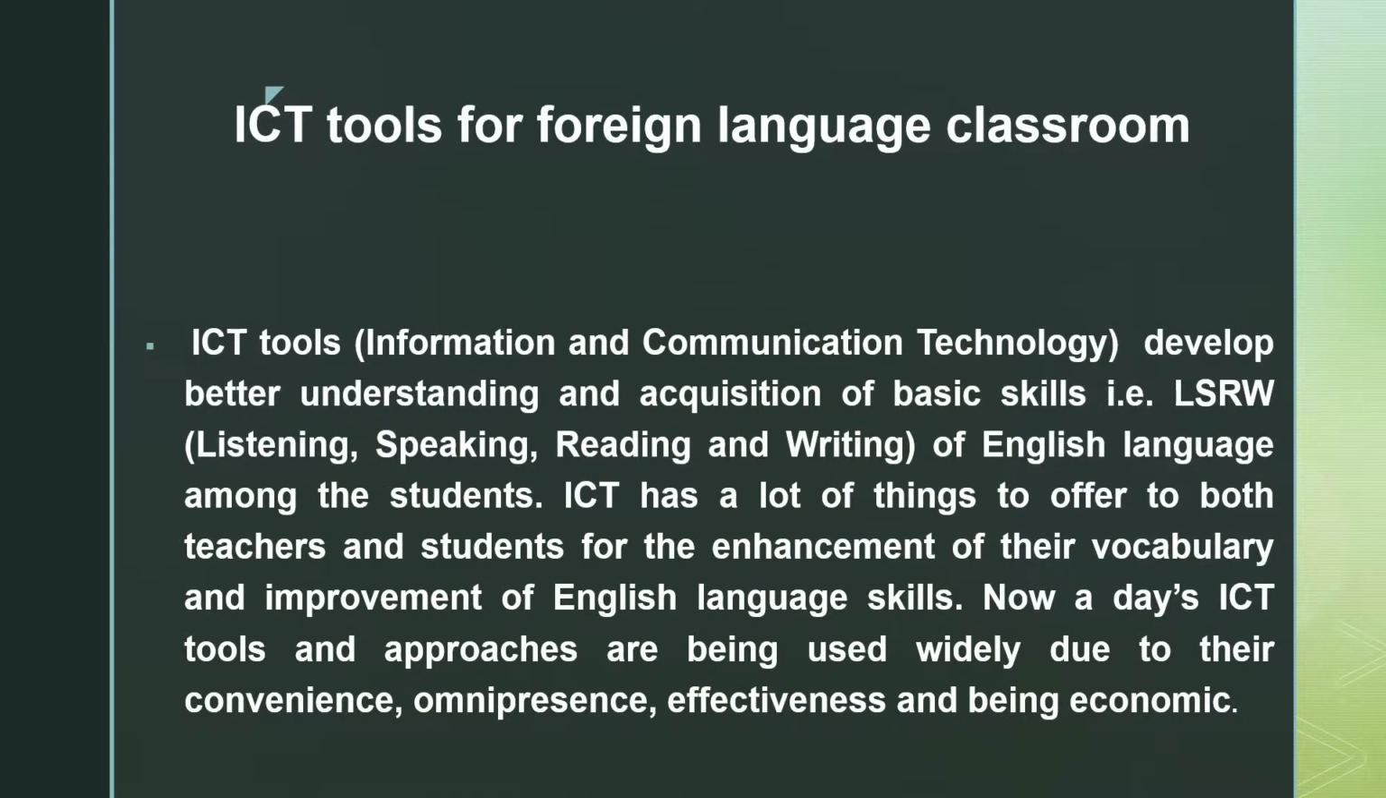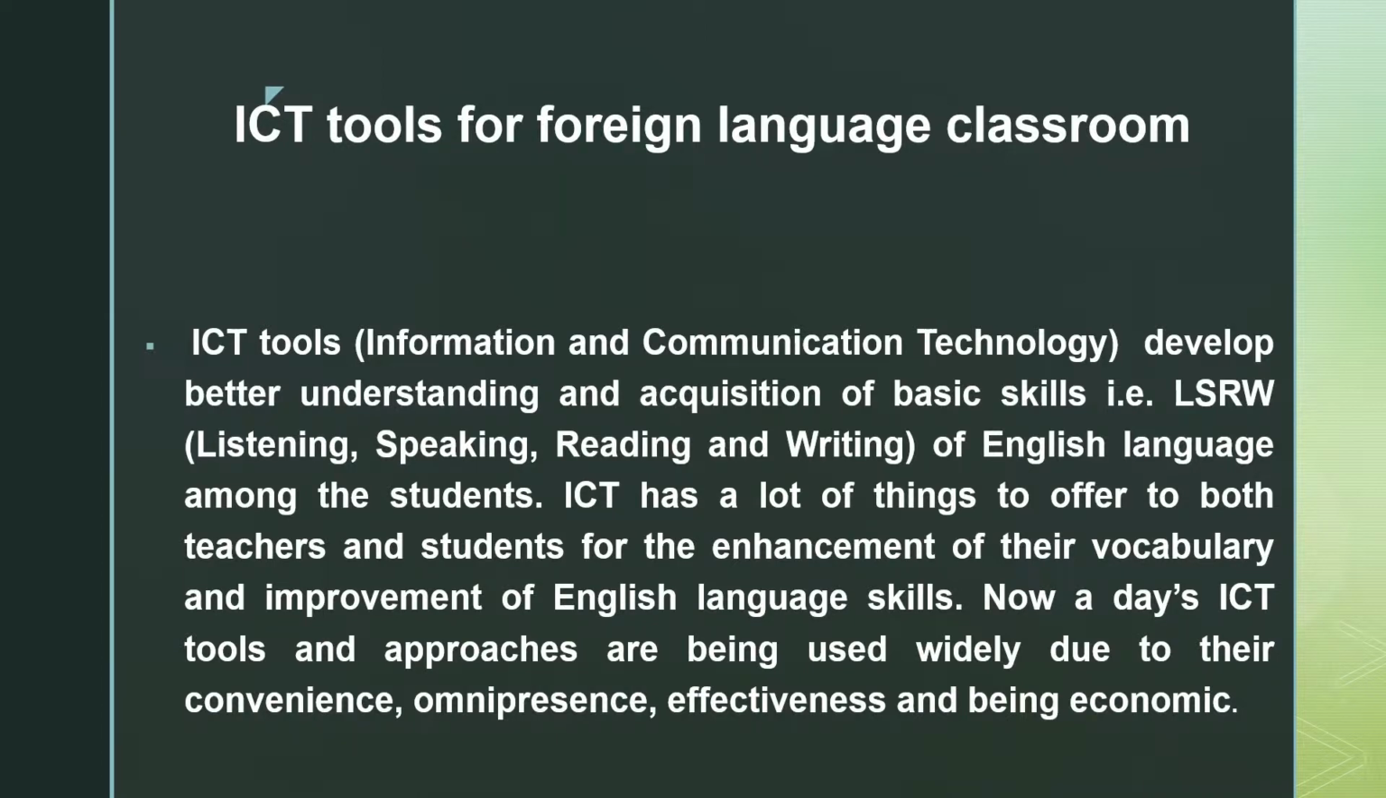Starting from the first point, ICT tools and their use in the classroom. What are the benefits that we can gain through the use of ICT tools in the classroom? And what can differentiate ICT tools from the use of conventional methods in teaching the languages?